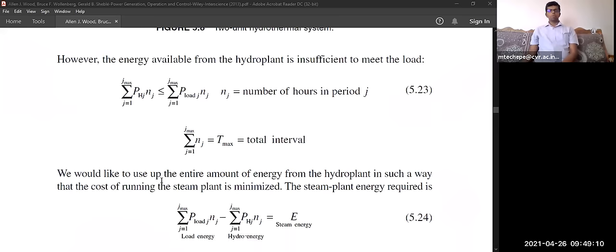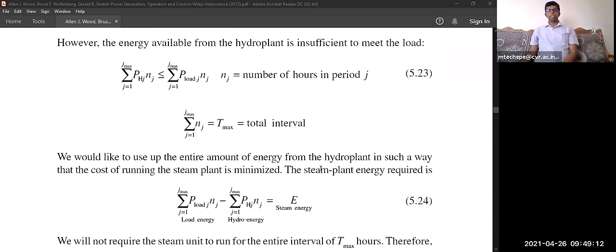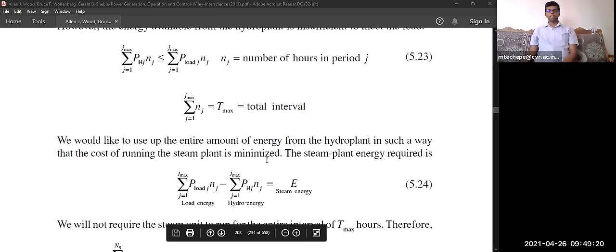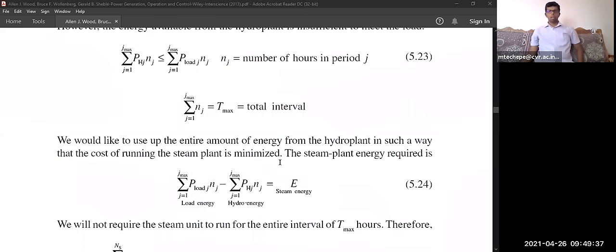So we would like to use up the entire amount of energy from the hydropower plant in such a way that the cost of running the steam plant is minimized. Our ultimate aim is to minimize the cost of the steam power plant. Why? Because if we minimize the cost of the steam power plant, then the amount of power generation from it will be decreased.